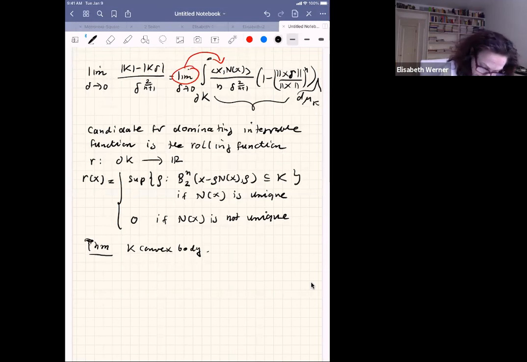But okay, if we assume it's the unit ball, then we have for all t with zero less or equal t less or equal one, so that one, because we have the Euclidean unit ball, we have what?